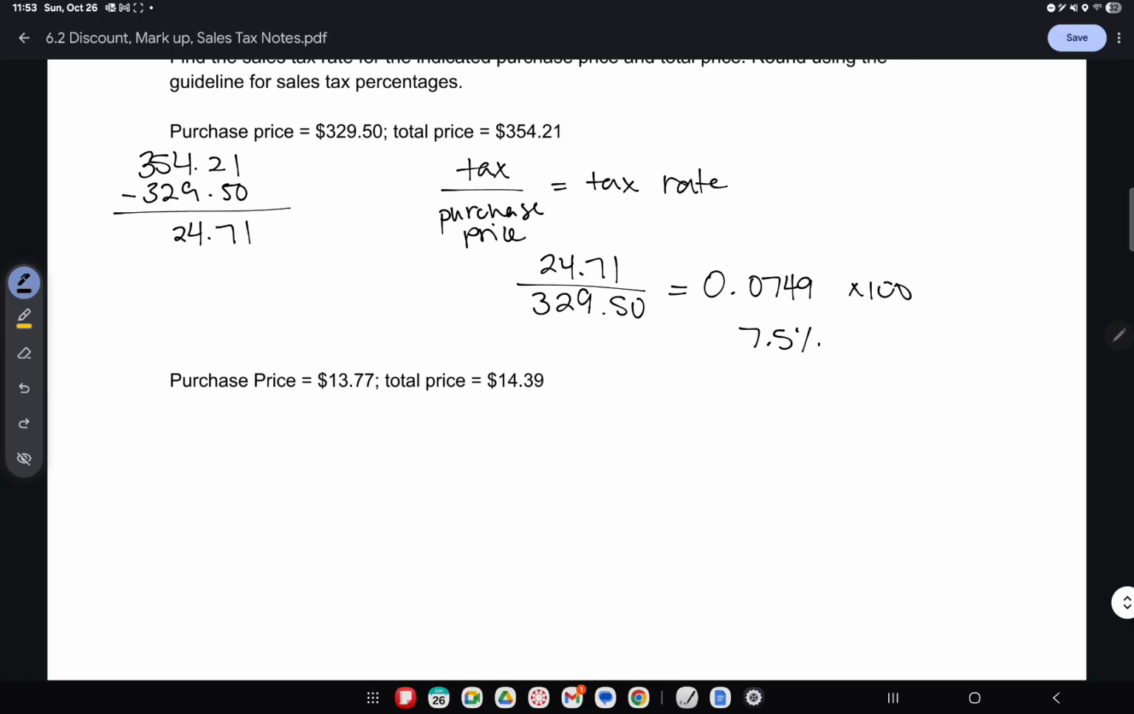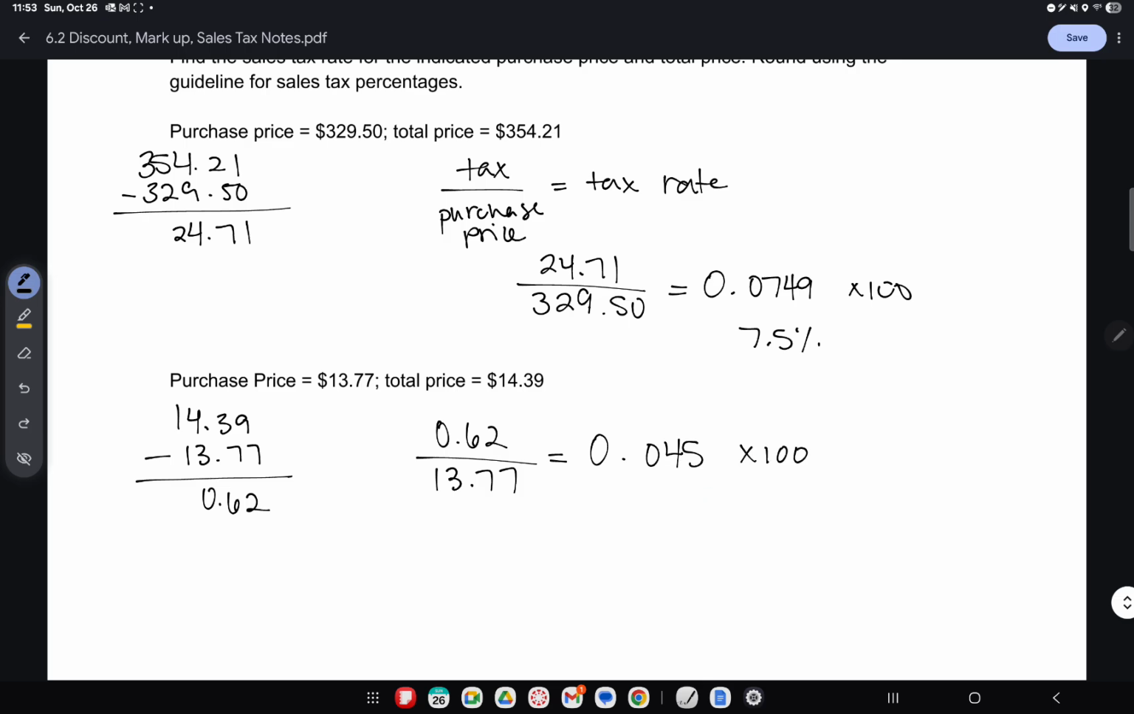So let's do it again for this one. Let's find the difference. So 1439 minus 1377 gives me 62 cents. So 62 cents out of the purchase price of 1377. If I divide that, I get 0.045, and then multiply that by 100, so 4.5%.